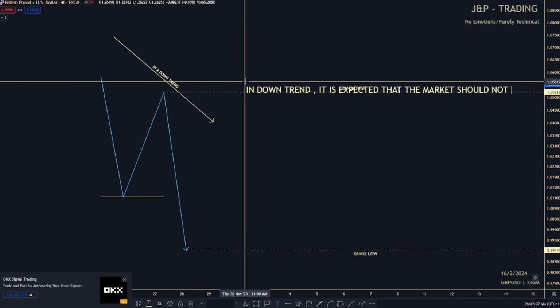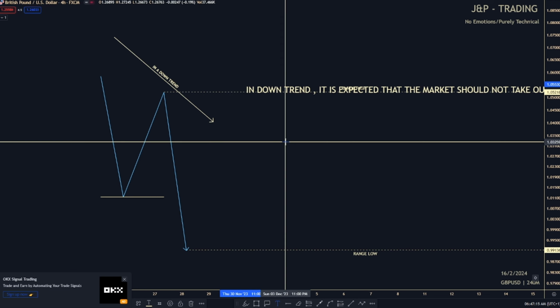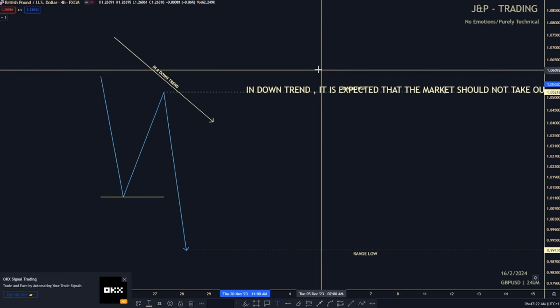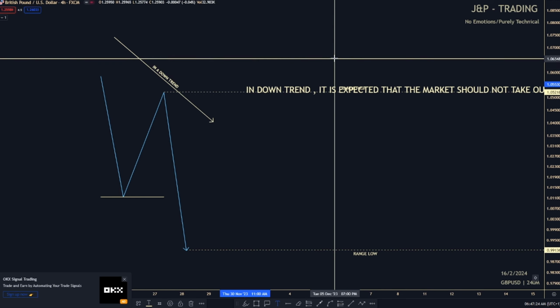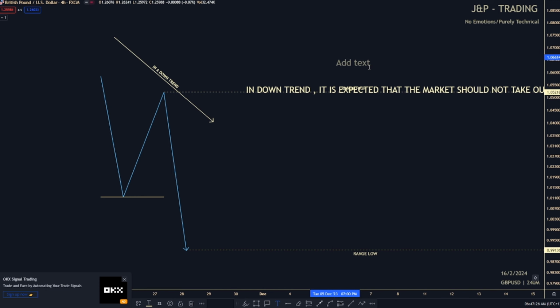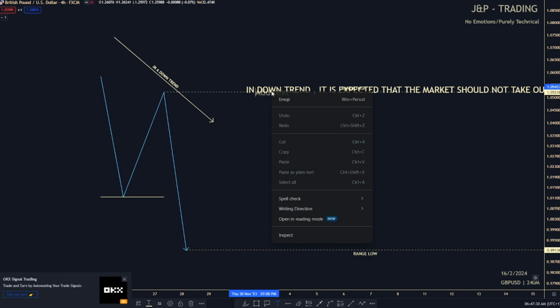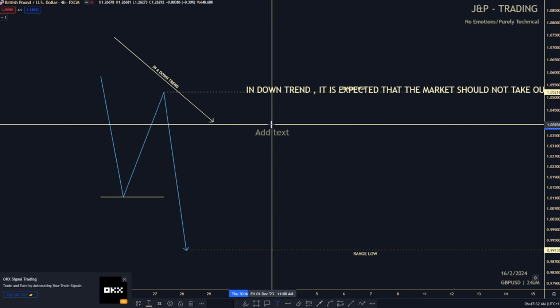So now, in a situation like this, we are in a downtrend. The market should not take out this high. This is a protected one. If the market goes above it, we are no longer in a seller's market. We are now more of looking for buys. The same thing is applicable to an uptrend. It's just the opposite of exactly what you are seeing here.